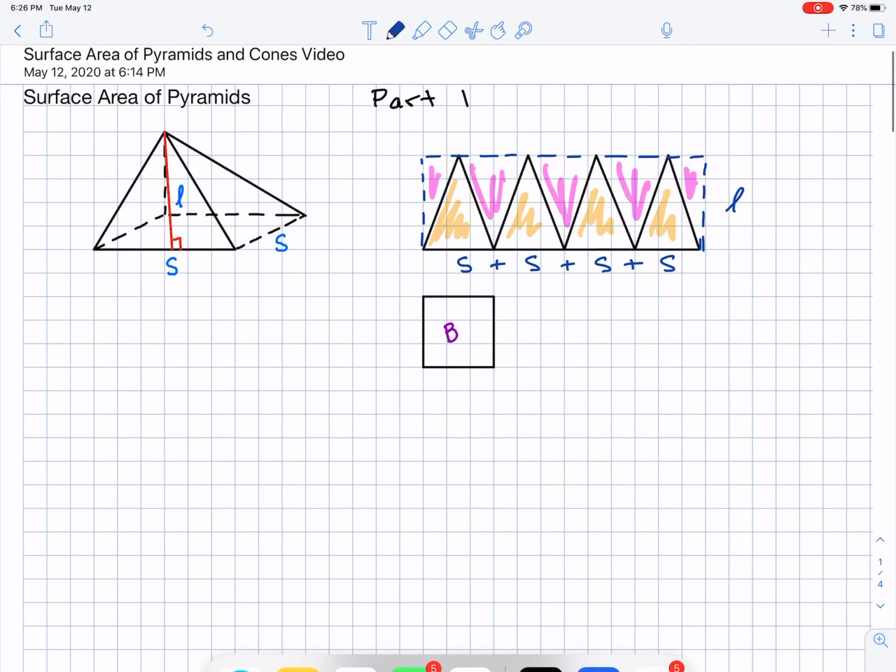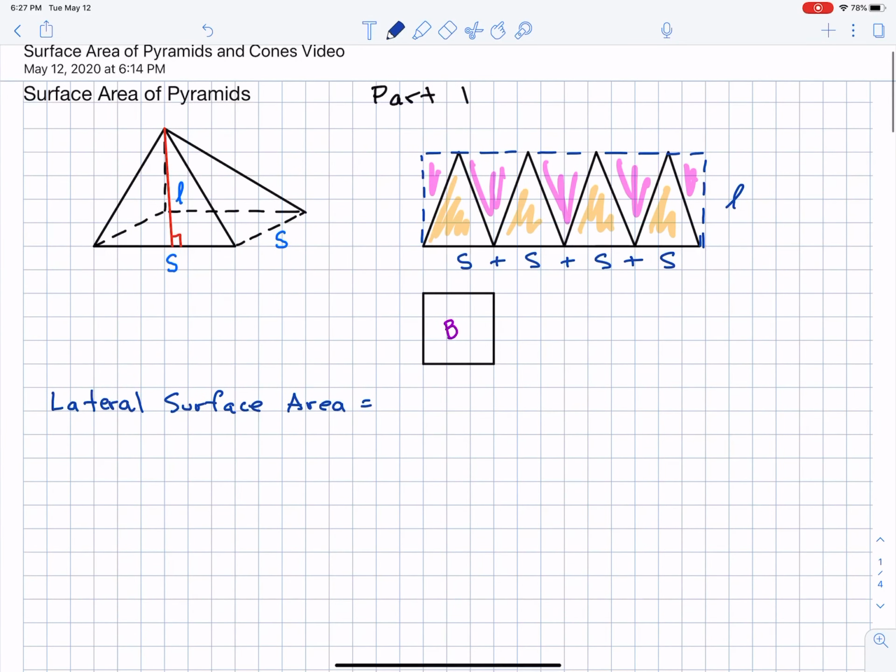let's start with the lateral surface area. Oops, I was going to spell surface wrong. The lateral surface area would be, well, wouldn't it be half the rectangle?